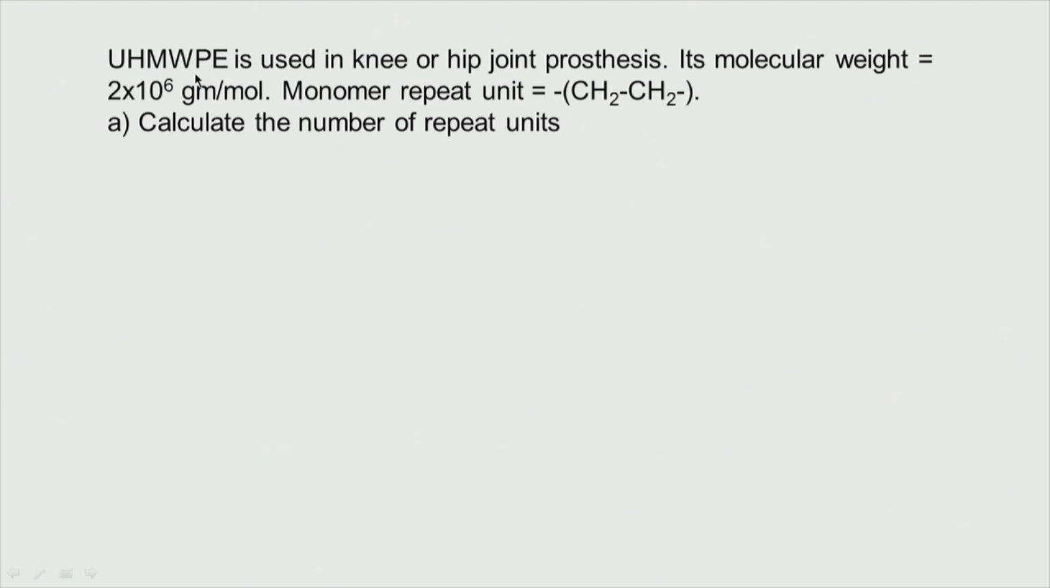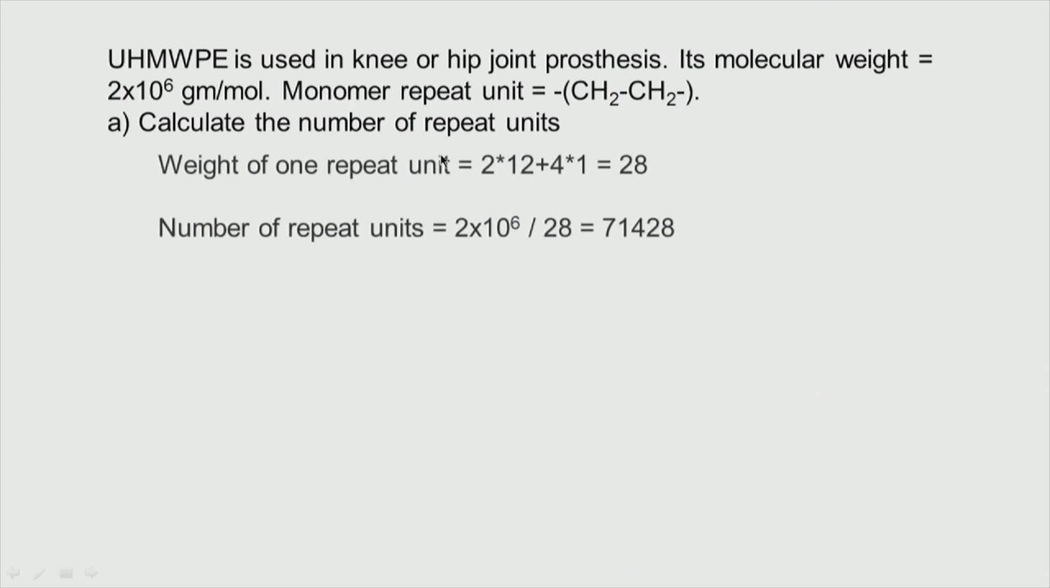Ultra high molecular weight polyethylene is used in knee or hip joint prosthesis. Its molecular weight is 2 into 10 power 6 gram per mole, and because it is polyethylene, it has got only CH2 as repeating. Now, calculate the number of these repeat units. How do you do that? It is quite simple. Weight of one repeat unit: it has 2 carbons into 12, 12 being the atomic weight, and 4 hydrogens. So, 2 into 12 is 24 plus 4 is 28.